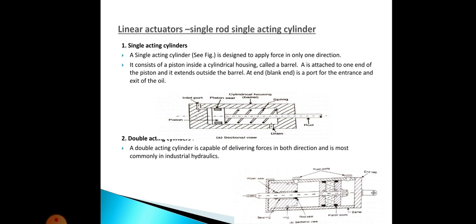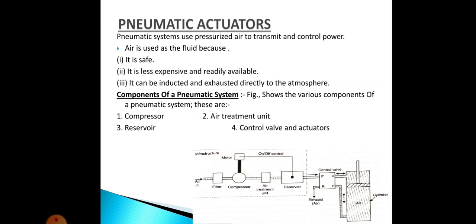The next one is pneumatic actuators. So pneumatic actuators, what are those? These are nothing but pneumatic systems. They use pressured air. What will they use? They will be using air, pressured air, to transmit and control the power. So air is used as the fluid. Why are we using air here? Because it is safe, it is less expensive, readily available, and it can be inducted and exhausted directly to the atmosphere.